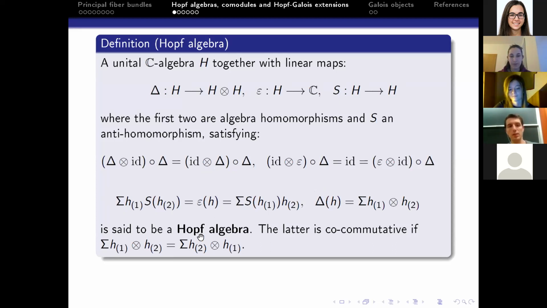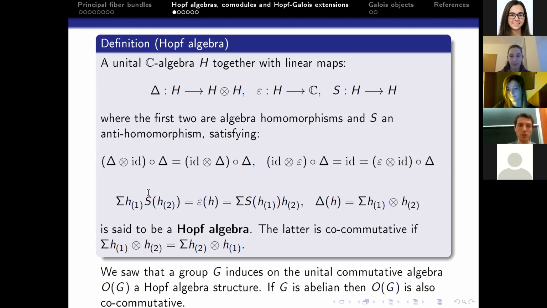So a Hopf algebra is the datum of an algebra with these three maps. So we can conclude that the algebra of functions over a group G is a Hopf algebra. And I said before that the group was taken to be commutative, but actually we can allow a bigger class of groups, like algebraic groups, which are more interesting in applications.